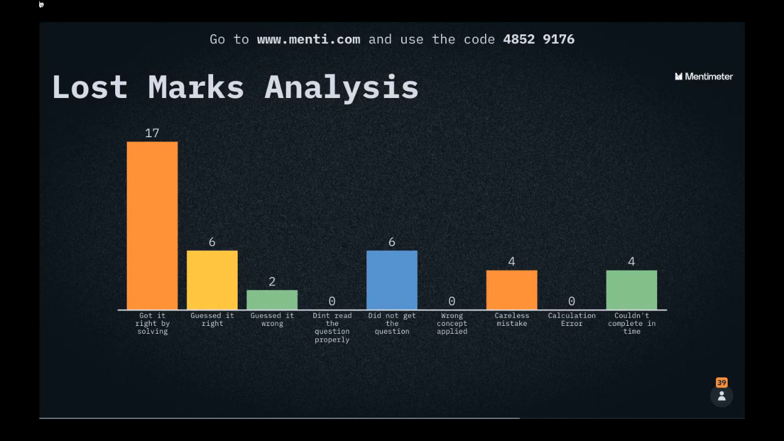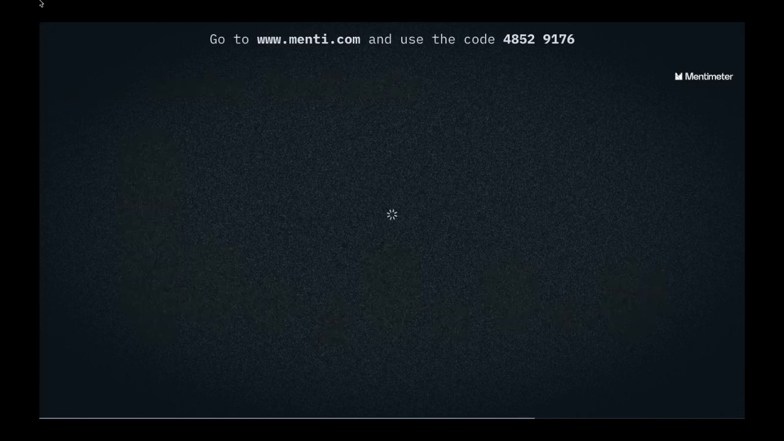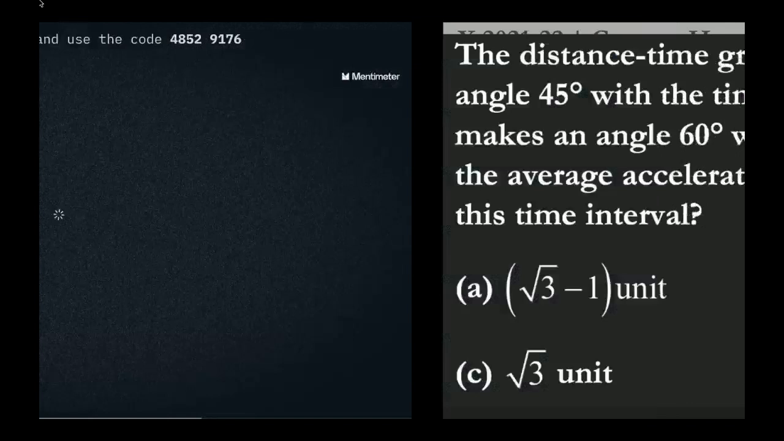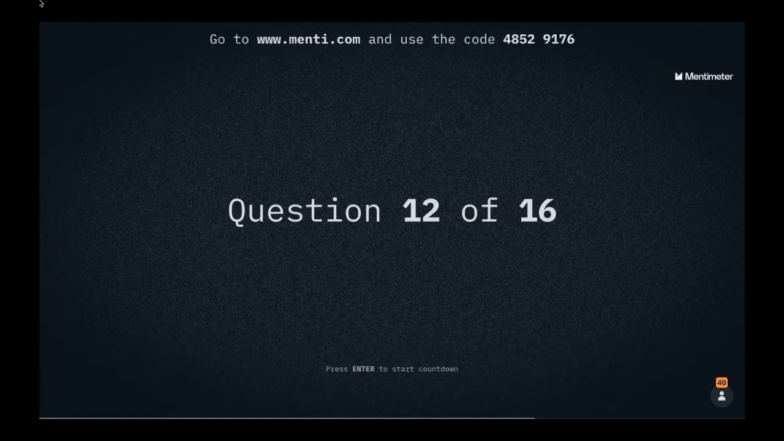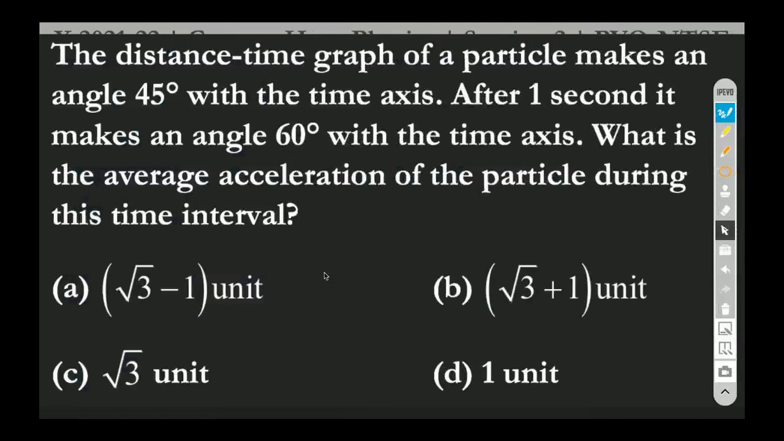I didn't understand, sir. See, the question stated, beta, the distance time graph of a particle makes an angle of 45 degree with the time axis. After 1 second, it goes to 60 degree. What is the average acceleration of the particle during this time interval? So in this given time interval of 1 second, what is the variation? The variation is from 45 to 60. Got it?